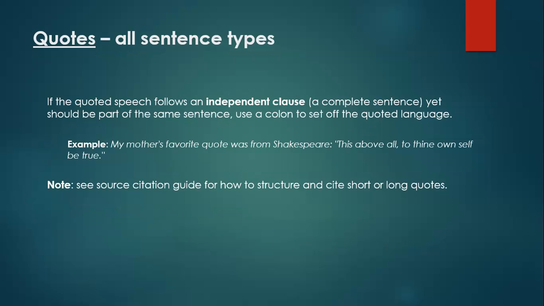Quotes, all sentence types. If the quoted speech follows an independent clause or a complete sentence, yet should be part of the same sentence, use a colon to set off the quoted language. Example: my mother's favorite quote was from Shakespeare: "This above all: to thine own self be true." Notice you have a complete sentence at the beginning, but then you want to add that additional information with the quote. Note, see source citation guide for how to structure and cite short and long quotes.